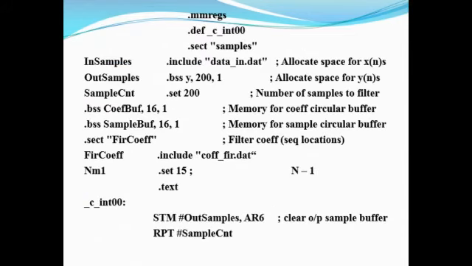Then this is a particular code written for this, where we consider two spaces allocated for x of n, y of n. One is for the input signal sample, one is for the output, and then the number of samples, how many samples are required. For the coefficient circular buffer we require some value, again 16, and memory for the sample circular buffer. One circular buffer is required for the coefficients to be stored in that particular memory, and similarly a circular buffer for the samples stored in a particular memory, and we have filter coefficients which are stored in sequential locations.